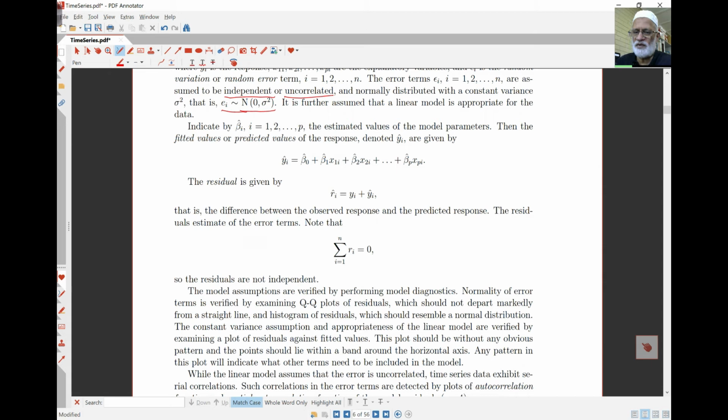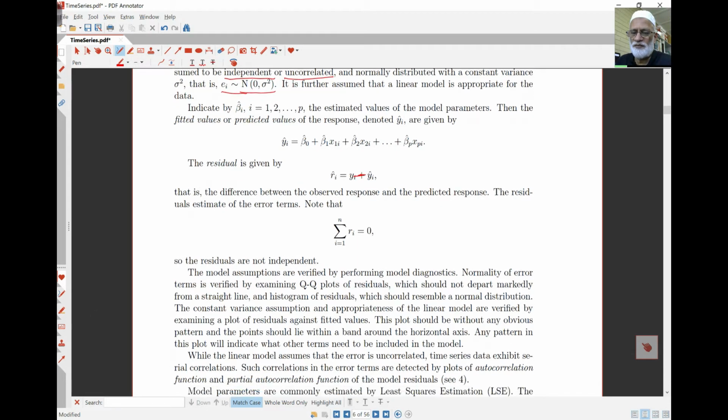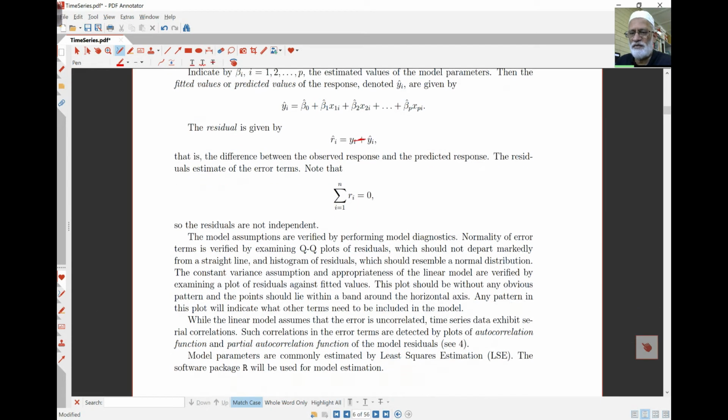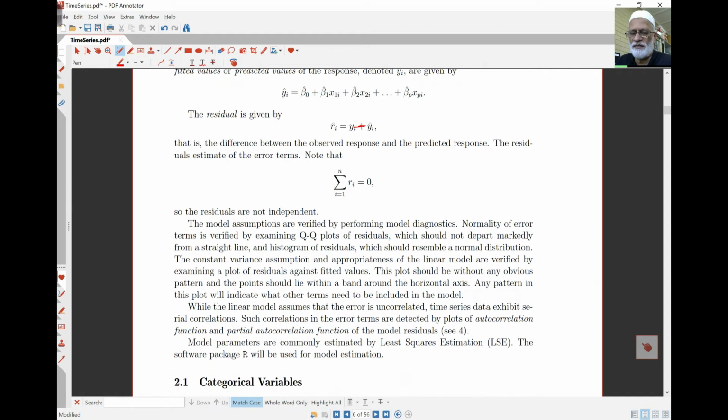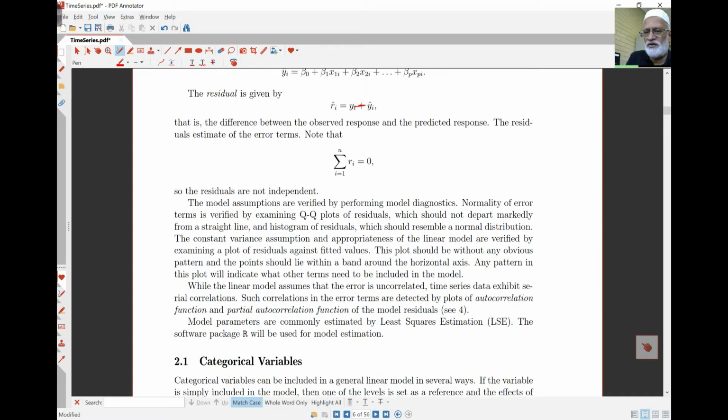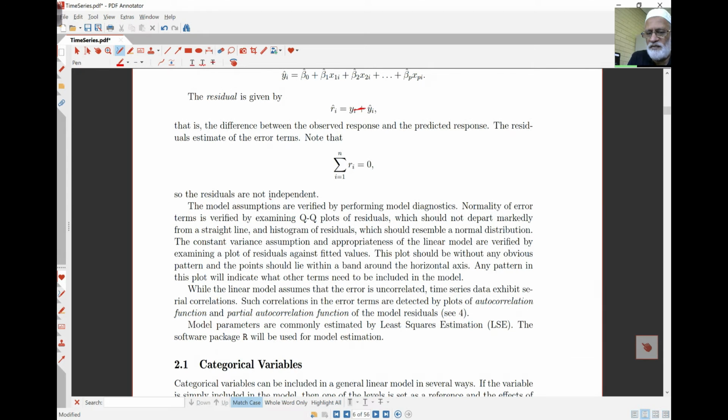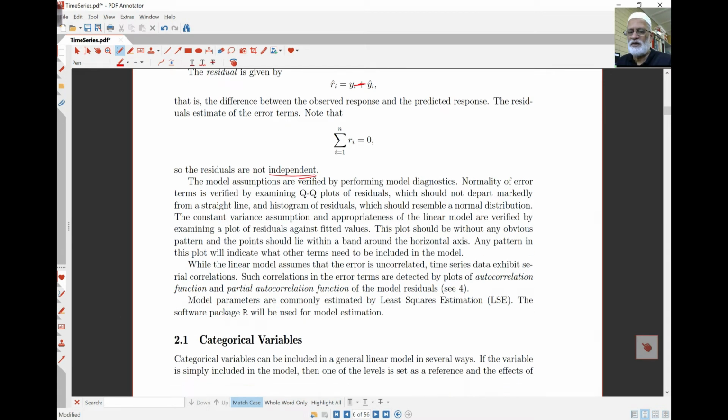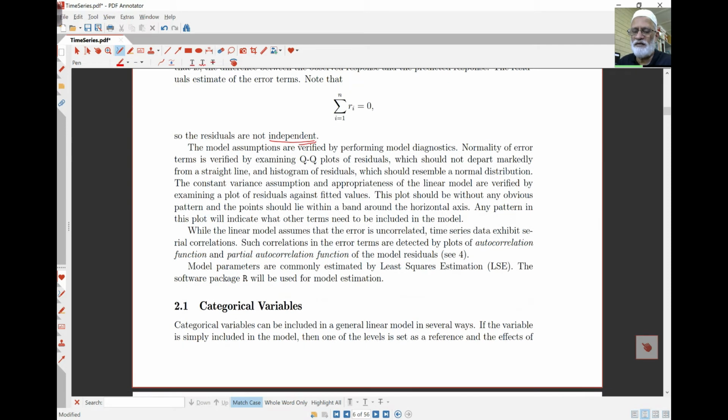Residual is the difference between, there's a plus here which is not right, annoyingly, it should be the observed minus the fitted, and so the sum of residuals will be 0 because of how the modeling works here. And so that clearly shows you to start off with that the residuals aren't independent. But the question is going to be whether they are going to be uncorrelated enough for us to be able to see what's going on here. So model assumptions have to be verified.